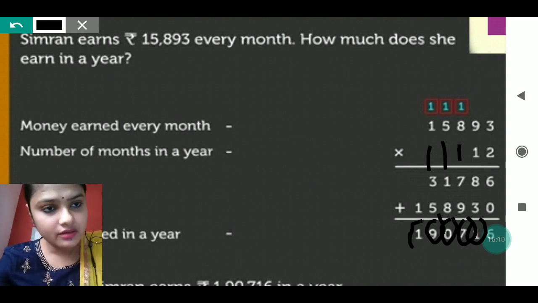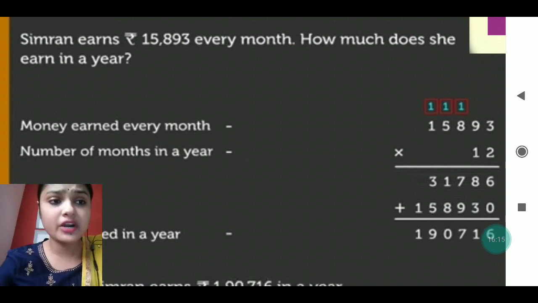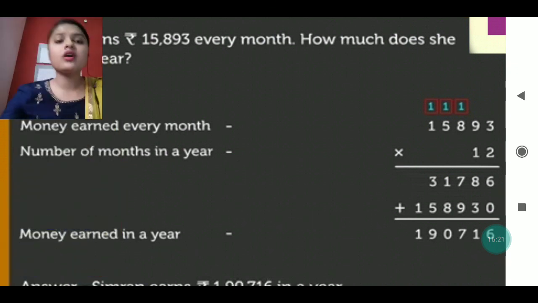So 1. What is the total product you have got, my dear? The total product is 190716. This is the total product which we have got.